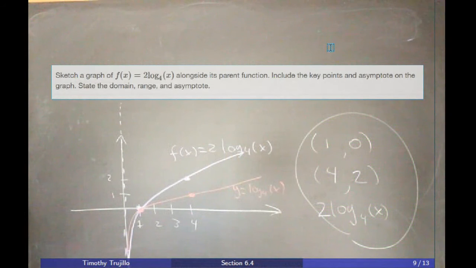Okay, so that's another good one where we're going through fewer steps than we would have in the previous examples, but we identify the key points, move them according to the transformations, and then sketch in any vertical asymptotes.